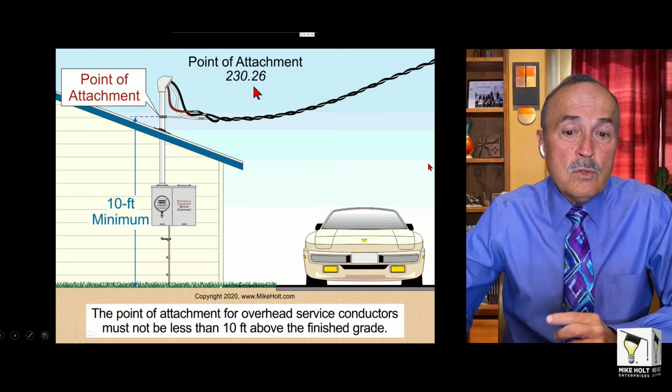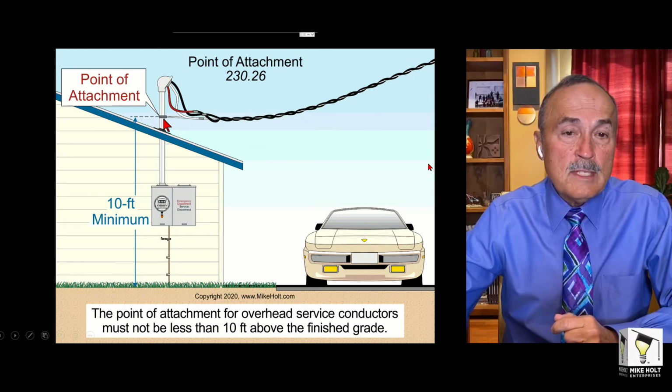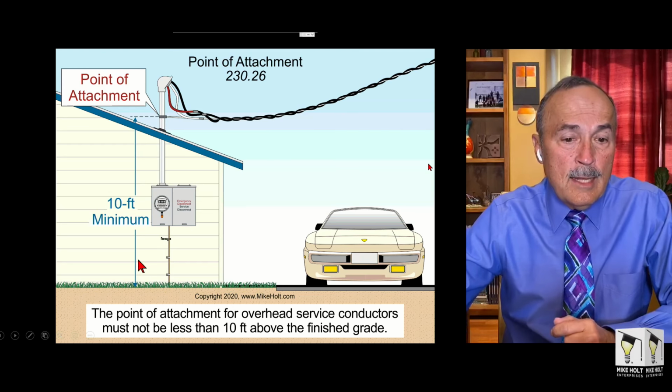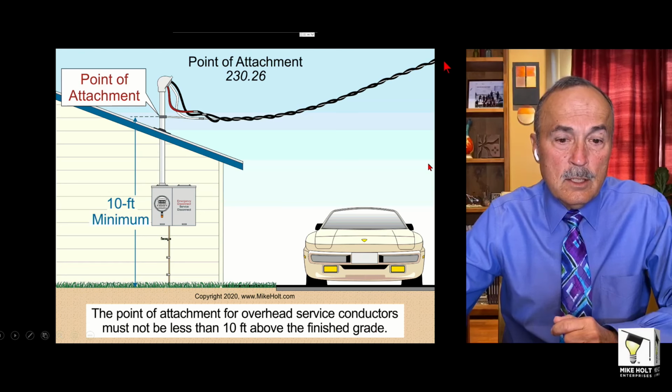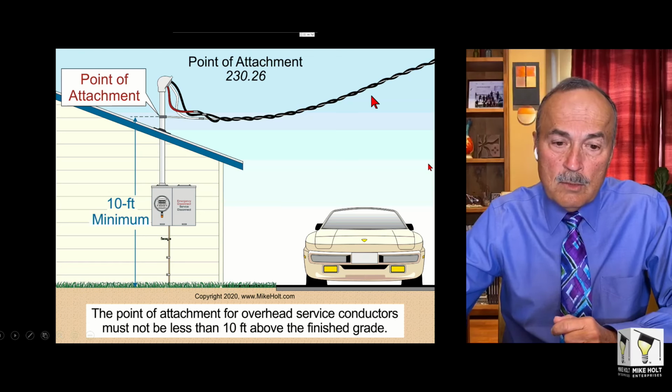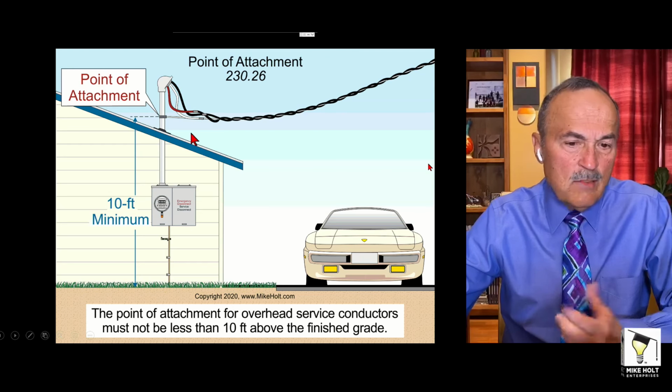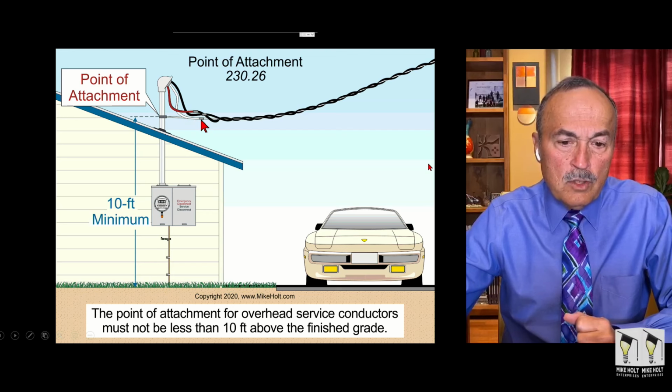Now, there is a rule in 230.26 about the point of attachment. And that rule says that the point of attachment for overhead service conductors must not be less than 10 feet above the finished grade. So now we should make this in blue, Mike Howard. We'll make that blue. That means that's utility conductors. And that's your service point.